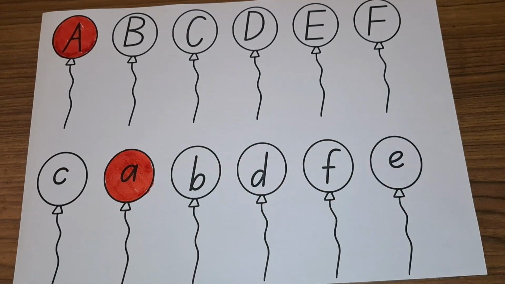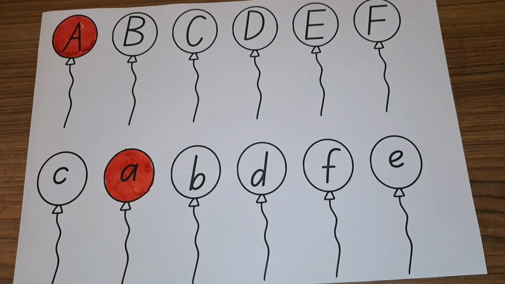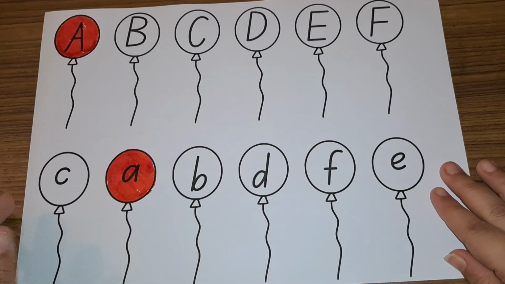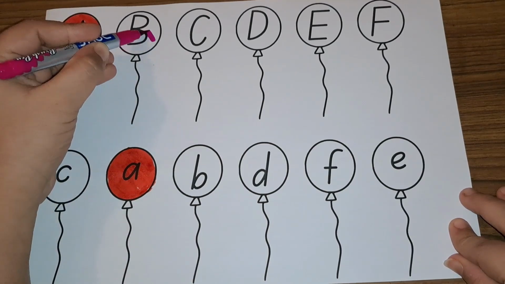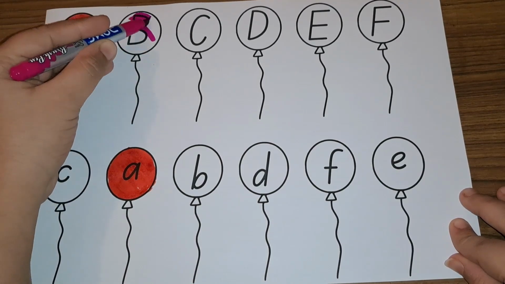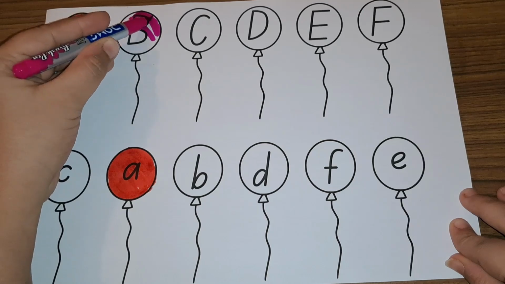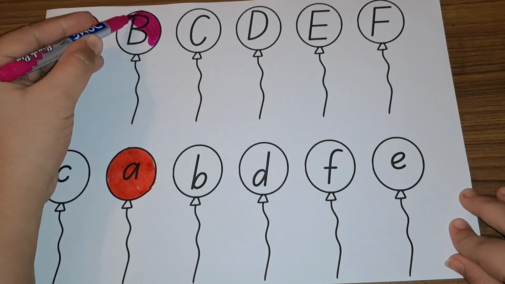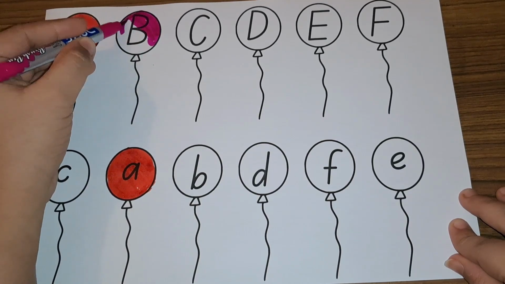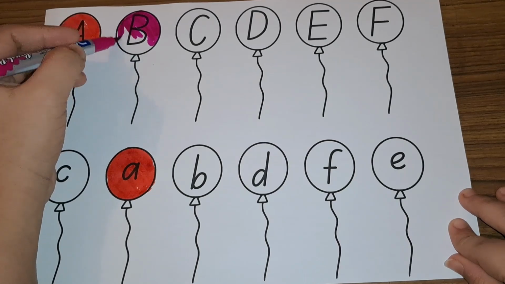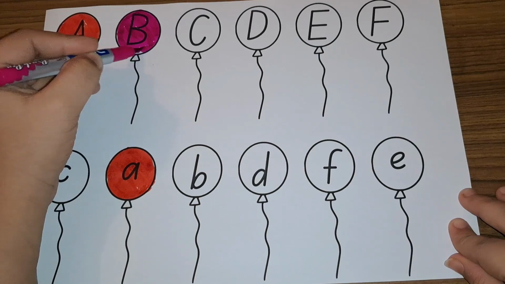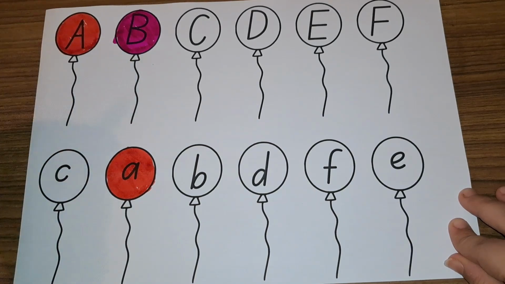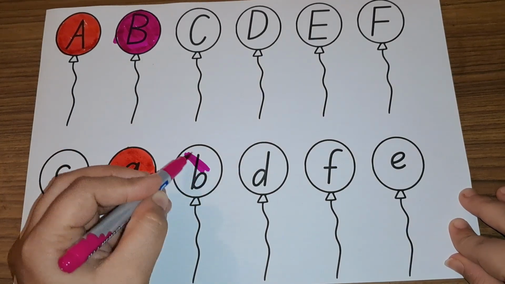Now let's do b. Which color should we do? Let's do pink color for me. B, capital B. B for ball. B for bat. B for balloon. Capital B. This is small b.